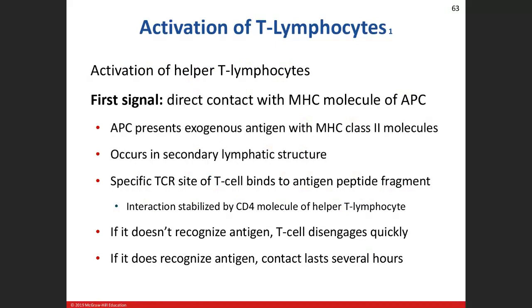Okay, so here understand that most of the time, I can't say all the time, but most of the time, the activation of the helper T cells occurs in a secondary lymphatic structure. So what is that? Well, the primary lymphatic structures are going to be red bone marrow and the thymus gland.